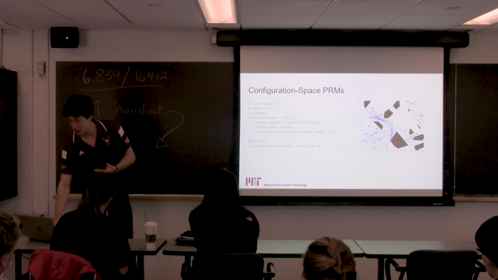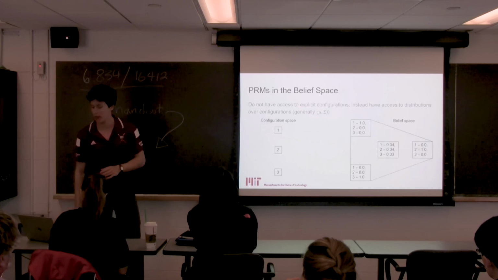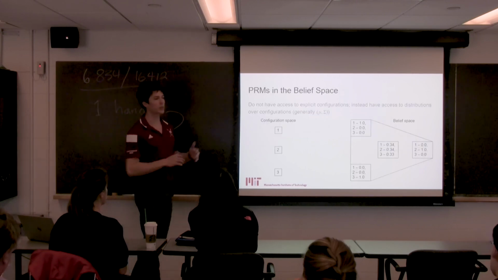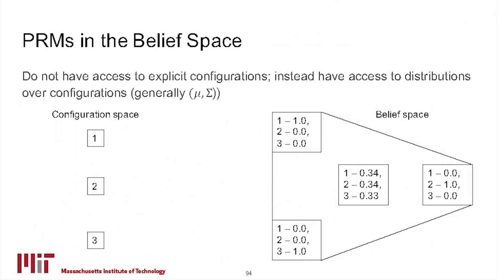All right, but that's not enough, because what we described was PRMs in the configuration space. But what we need to do is somehow elevate a PRM from the configuration space to a belief space. And this is really hard. We don't have access, right, to these raw configurations. Let's imagine we were in this really simple world where the quadrotor could be in 3 possible states. 1, 2, 3. Really easy, right?